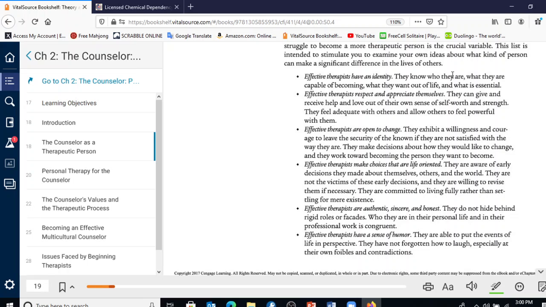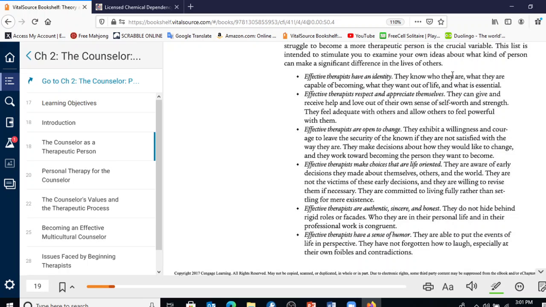Sometimes we confuse what's desirable with what's essential. You'll probably know that already. But knowing what's important and knowing ourselves, knowing what we want, why we're doing what we're doing, etc. Effective therapists respect and appreciate themselves, so that I value myself, not in an egotistical type of way, but I realize that I'm worth something and that what I have to offer is worth something and that I can be a source of support and strength for other people.